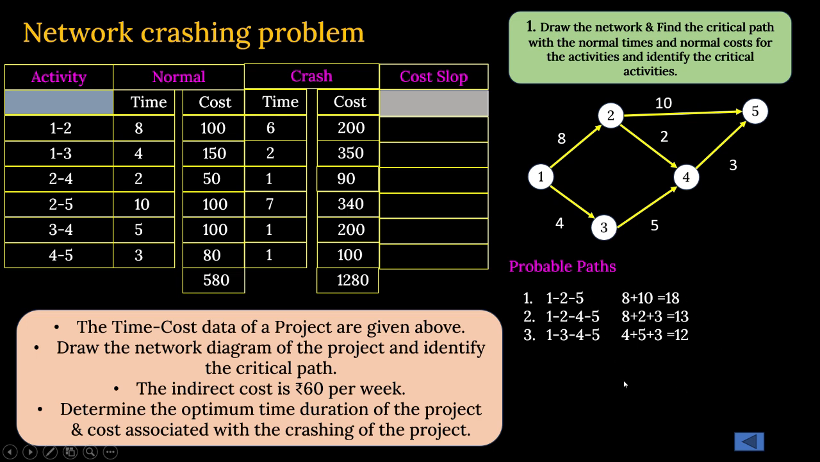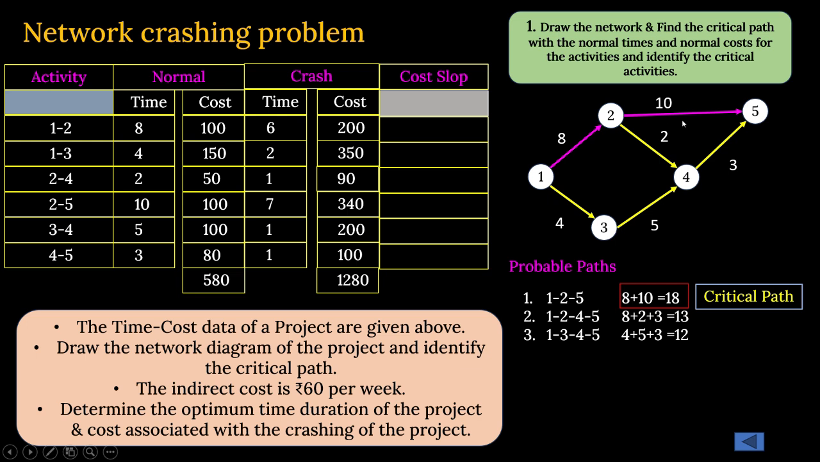Then which one is the critical path? We all know that the longest path in the network is called the critical path. What is the longest path? It is 18. That means 1 to 2, 2 to 5 is the critical path. All the rest of the paths are non-critical paths.